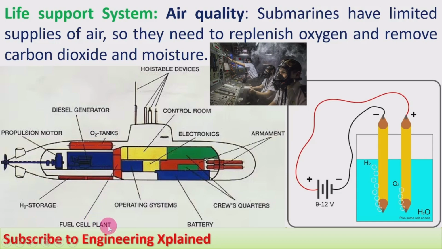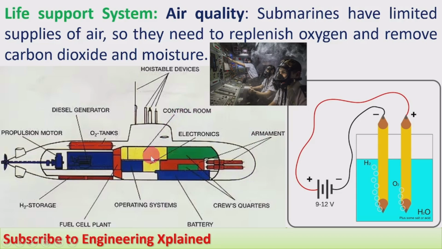How the fuel cell works, we will take separately. And this is the operating system of the submarine, and these are the electronics to control it, and the battery for the power supply, and these are the crew quarters. The crew usually stays here, and the armaments are required while traveling inside the sea to protect from enemy submarines or other ships.